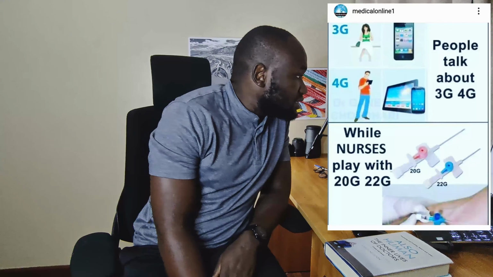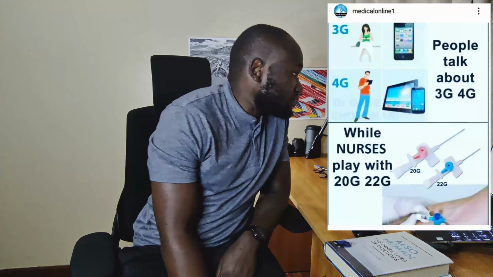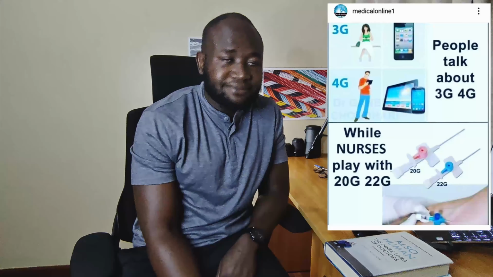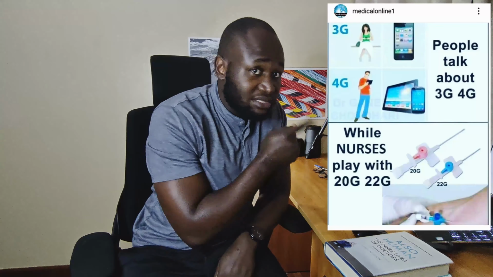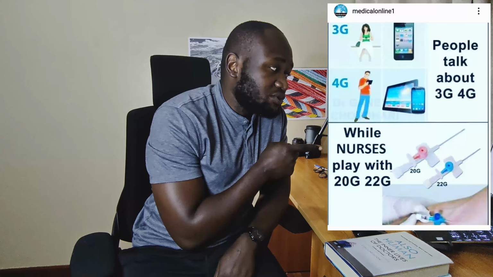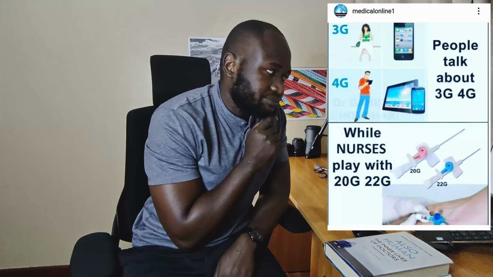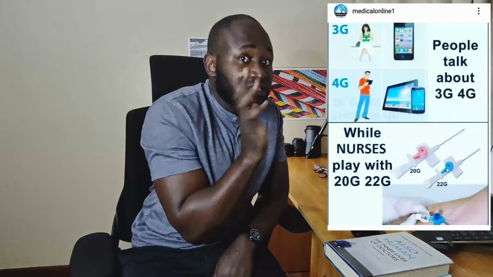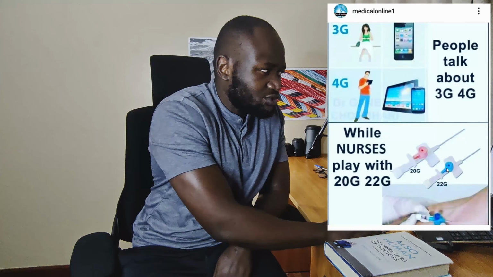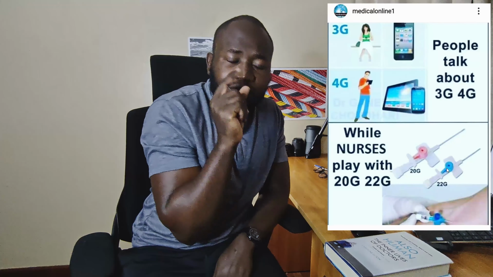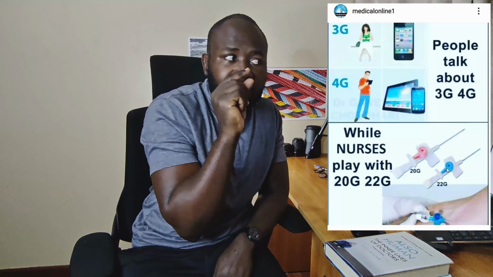People talk about 3G, 4G, and 5G, while nurses play with 20 gauge. We are miles ahead. I don't understand this gauges thing, by the way. Also 18 gauge would be the green one, and 16 gauge would be the gray one. 20 is the orange, and 22 is the blue. The higher the gauge, the smaller. Quite like the 3G, 4G, 5G things, because 5G is a higher frequency, smaller wavelength, more powerful. I know my stuff, tech stuff.